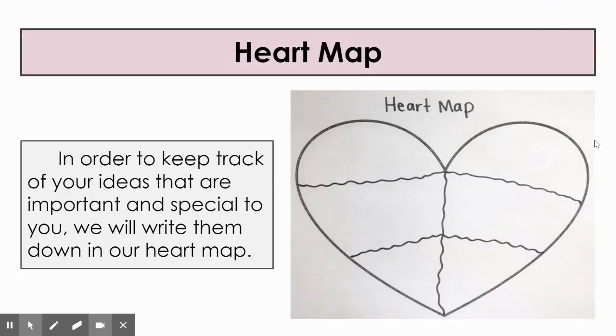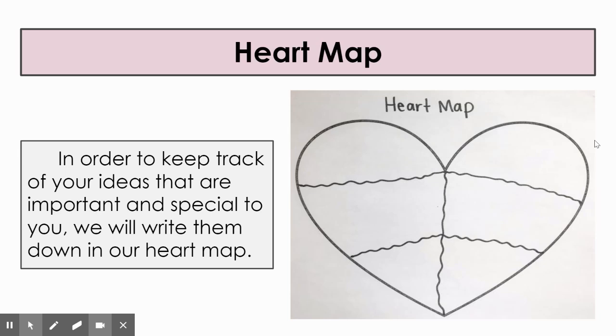In order to keep track of all of the ideas you are coming up with that are important and special to you, we will write them down in our heart map. This piece of paper is found in your purple folder that you picked up at Packet Swap last week. So go ahead and find this page in your purple folder. And this is also where this paper will go when you finish. We're going to keep track of it, so make sure you know where it goes.